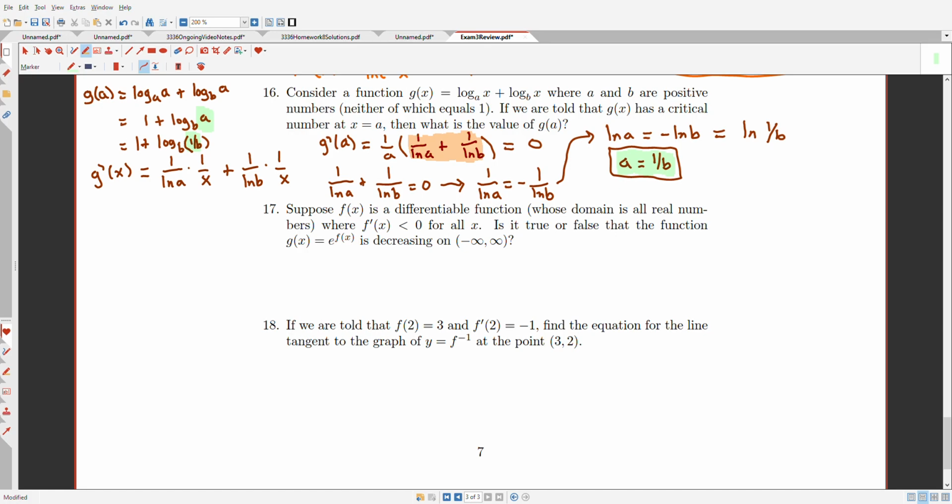And now I can use some last familiar facts about logarithms. The log base b of 1 over b is negative 1. So I'll write over here, what did I learn about g of a? g of a was 1 plus negative 1. g of a had to be 0.